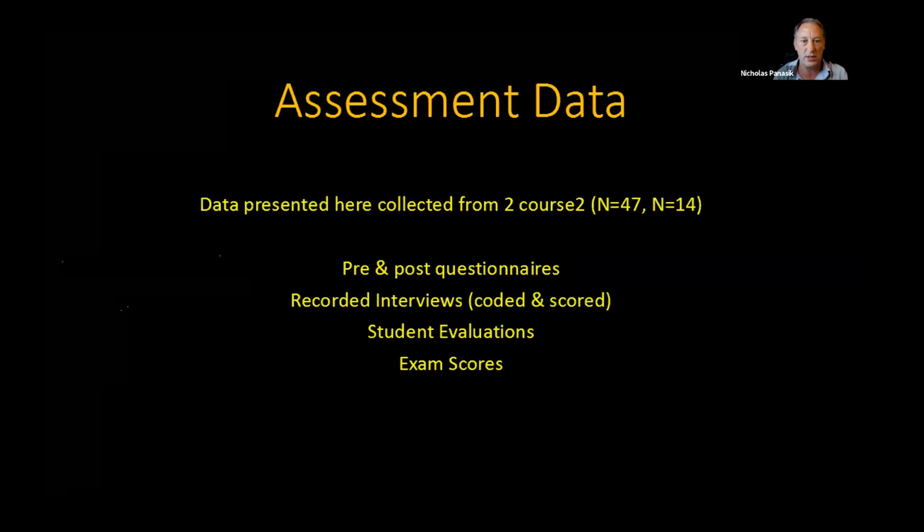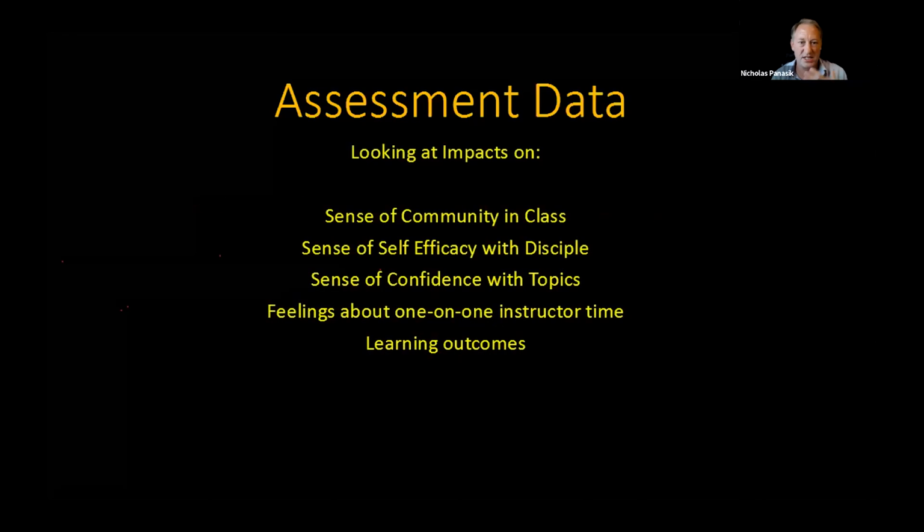So the data presented here are collected from two different courses. One has 47 students, another one has 14 students. One's a graduate course, one's an undergraduate course. The data comes from pre and post questionnaires, recorded interviews, which have been coded and scored, student evaluations, and exam scores. And so it's going to be looking at impacts on the sense of community in the class, sense of self-efficacy within the discipline, sense of confidence with the topics, feelings about one-on-one instructor time, and learning outcomes, actual learning outcomes. Did they learn stuff?